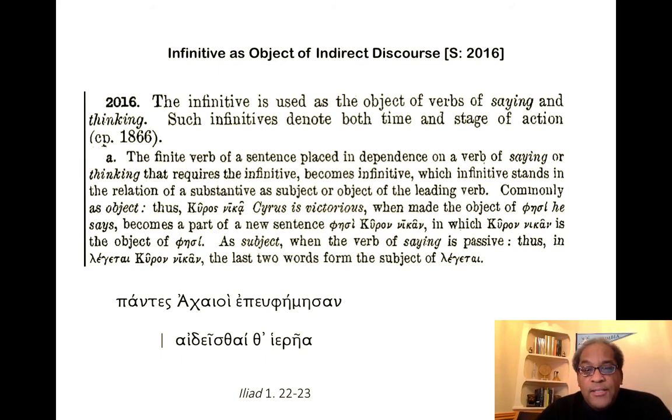So we see this expression, aidesthai hierea, serving as the object, expressing what they said. They said that they should honor the priest. And that's an example of the infinitive used as the object in indirect discourse.